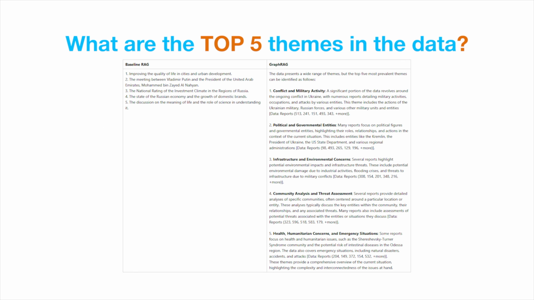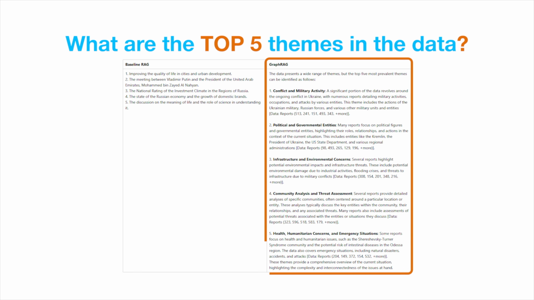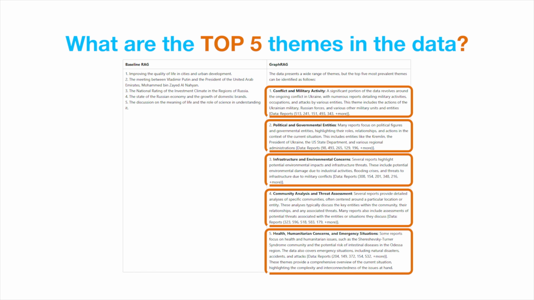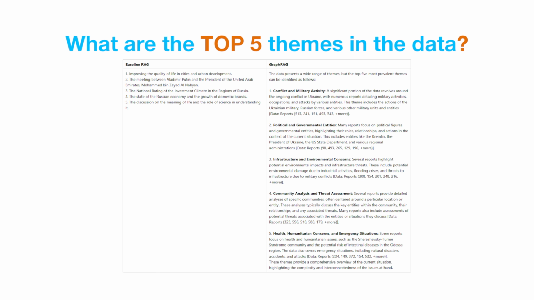Another example is given a user query that requires a higher understanding. For example, given the query, what are the top 5 themes in the data? The results using the graph RAG approach can retrieve the most detailed and relevant themes thanks to the semantic clustering that we just mentioned earlier.